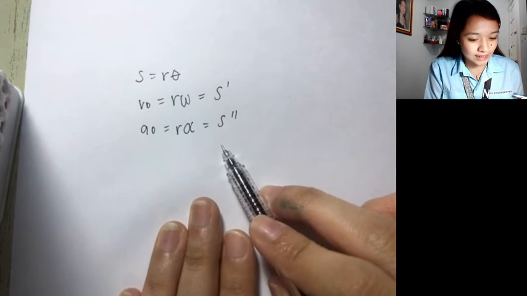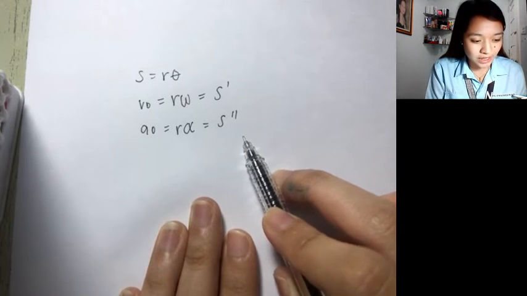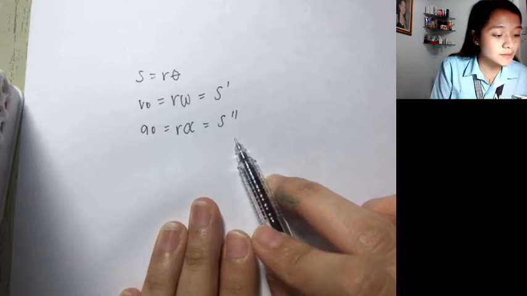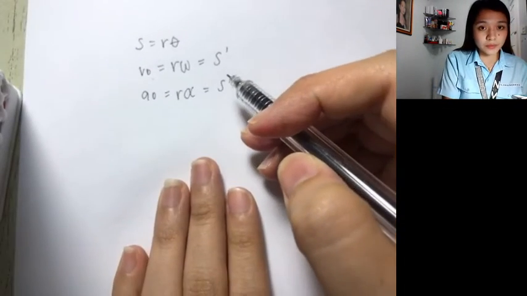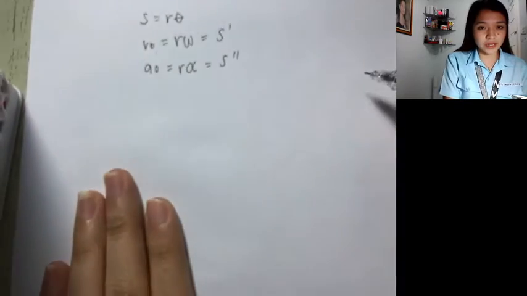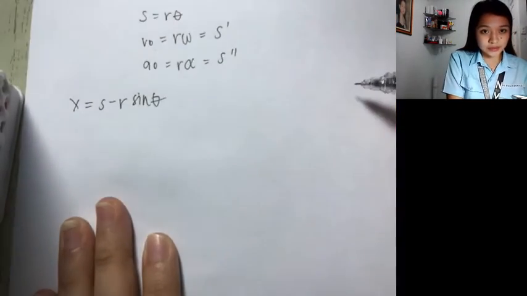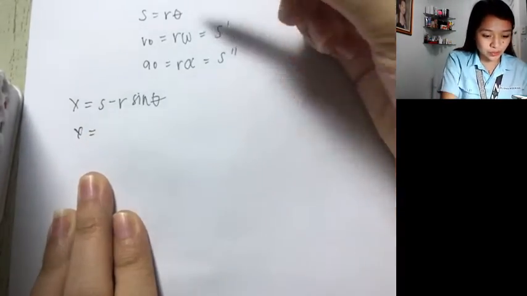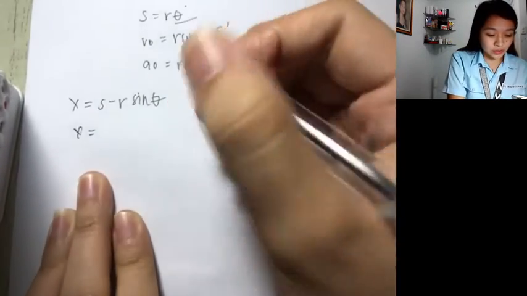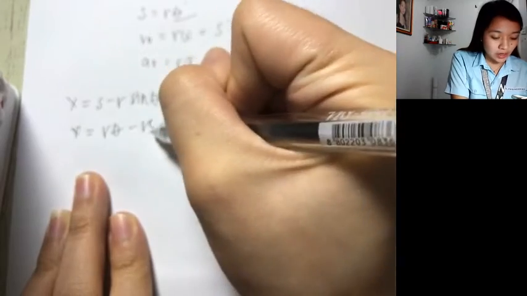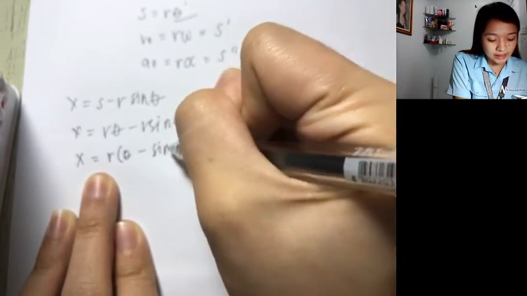When point C has moved along its circular path to C prime, its new coordinates and their derivatives become: x equals S minus R sine theta, and S is equivalent to R theta. So substituting, just factor out the common variable R: x equals R times theta minus sine theta.